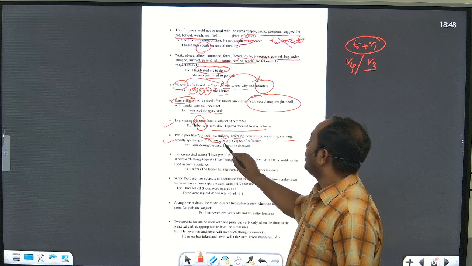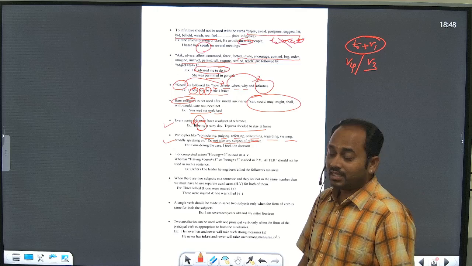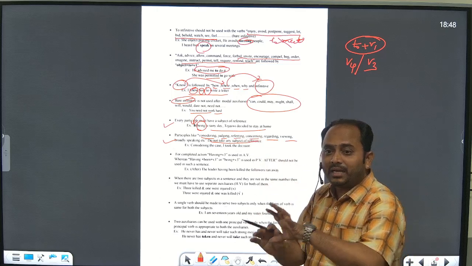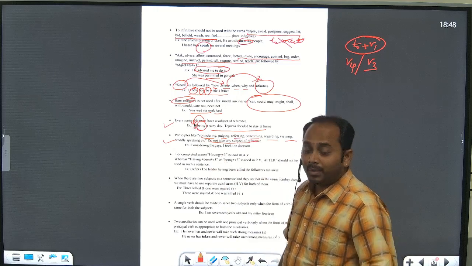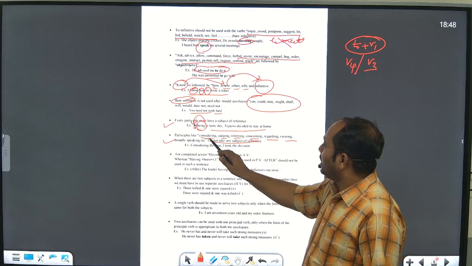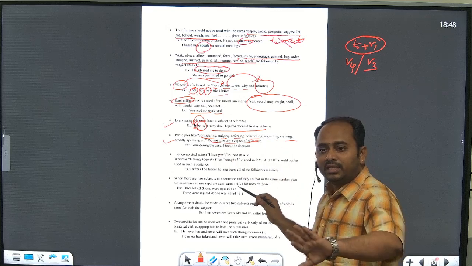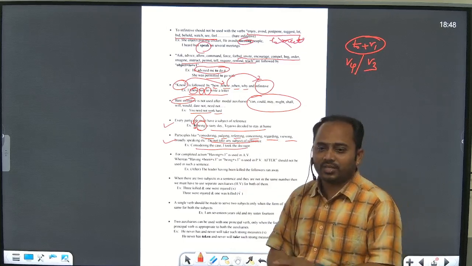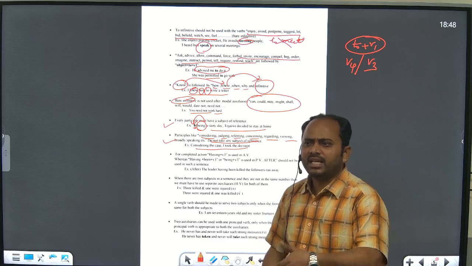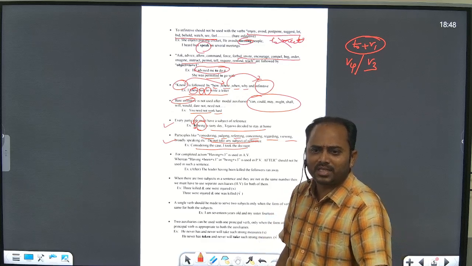Definitely, they don't take any subject reference. Just now I mentioned, generally participles will take the subject reference. That means it should start with some subject. But now what I am saying, whenever you mention these words, they don't take any subject. Like "Considering the case, I took the decision." Because it doesn't need any requirement of the subject.